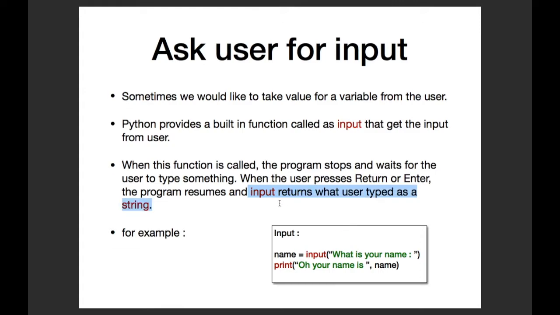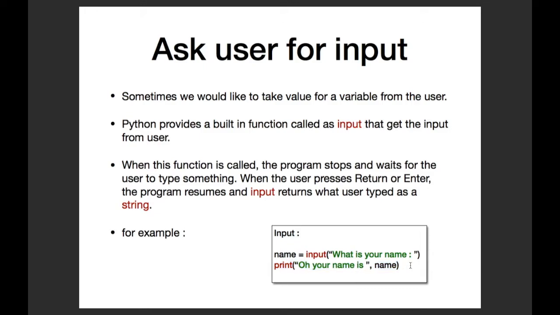Remember this, input is going to return whatever the user typed as a string. You have to remember this point. This is a very important point. So let's consider this basic Python program in which name is a variable which takes the input from the user and stores it in the name variable, and then the second is a print statement which is going to print whatever the user entered.